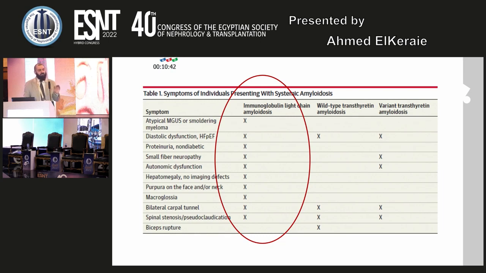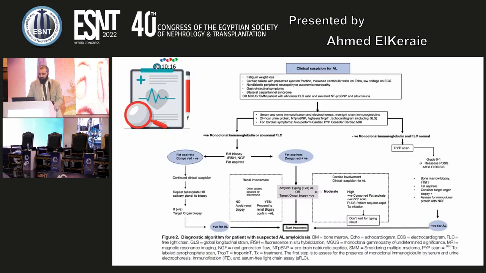But you can find that immunoglobulin-related amyloidosis is the one that has the full context of the clinical picture. It is the one with neurological, hematological, cardiac, hepatic, and renal affection, as well as skin and joint affection. So whenever you have the full-blown picture, think about primary amyloidosis or AL amyloidosis.